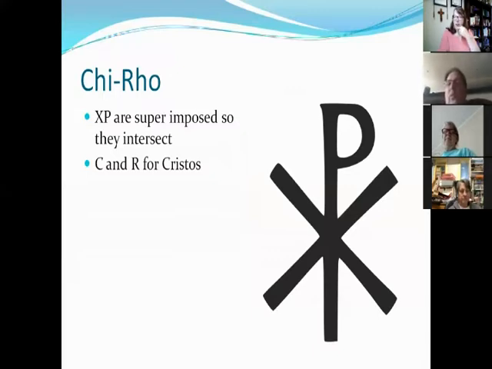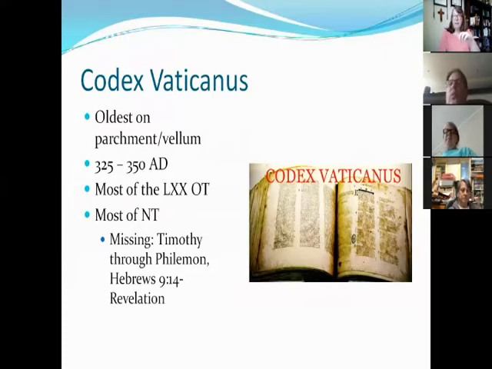Any questions on the tau-rho and the manuscripts using that instead of writing out cross? Okay. All right. The next oldest that we have is a near complete copy of the Old Testament and the New Testament. It's called the Codex Vaticanus. It's the oldest on parchment and vellum, animal skin, no longer using papyrus. Animal skin lasted longer. Parchment lasted longer. So you didn't have the papyrus falling apart, and now you don't have a decent copy of the New Testament.